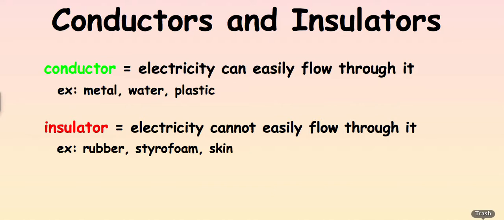An electrical insulator is something that electricity cannot easily flow through. So for example, rubber, styrofoam, or your skin. These things block the flow of electricity, so they're called insulators. That's why electrical power lines are wrapped in rubber, so that they don't conduct electricity all over the place.